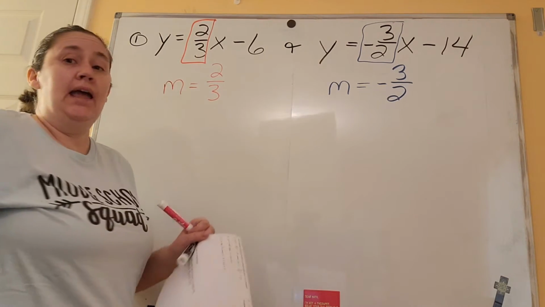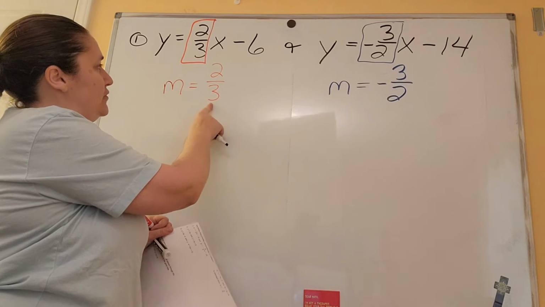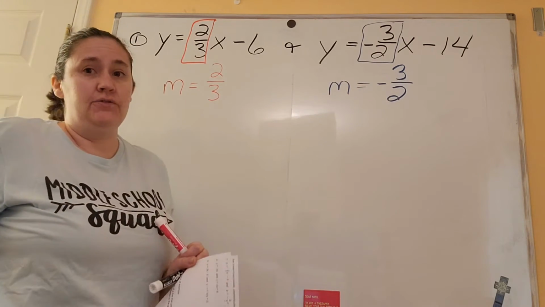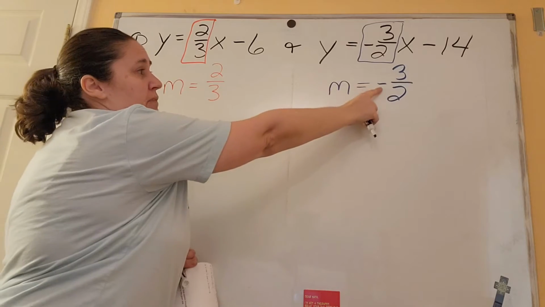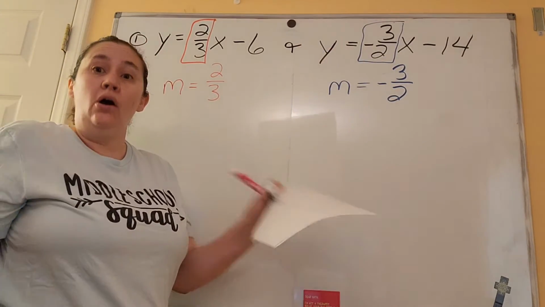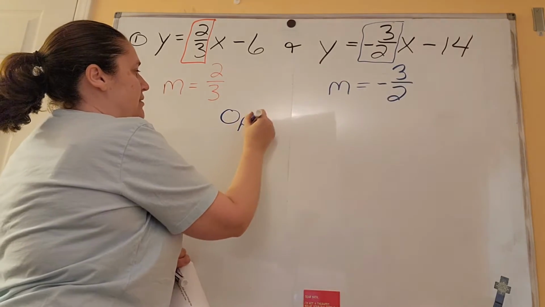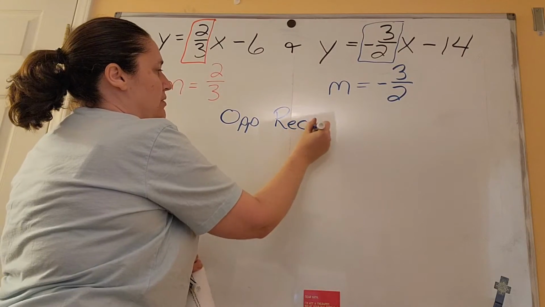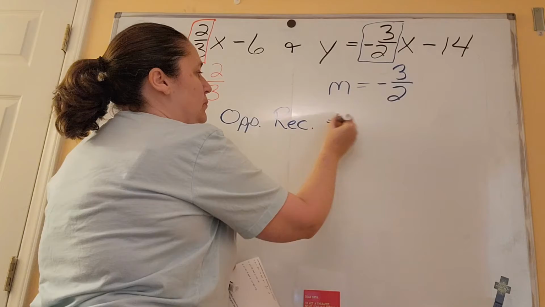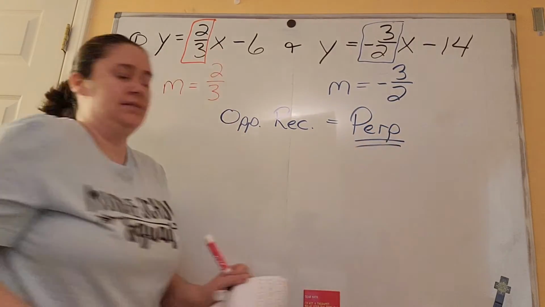Is the slope a negative reciprocal of the first one? Let's see. This first slope is 2/3. The second slope is negative 3/2. They made the slope negative and they flipped it upside down. So that means the two slopes are opposite reciprocals. And I'm going to abbreviate because I'm lazy. They're opposite reciprocals, which means they are perpendicular lines.